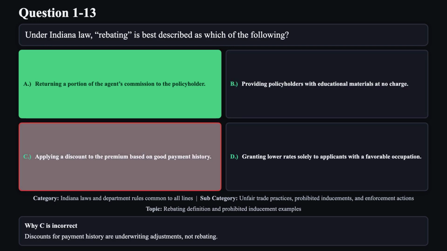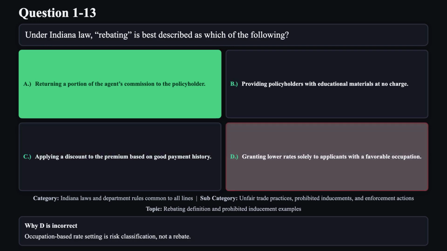Reason C is not correct. Discounts for payment history are underwriting adjustments, not rebating. Reason D is not correct. Occupation-based rate setting is risk classification, not a rebate.